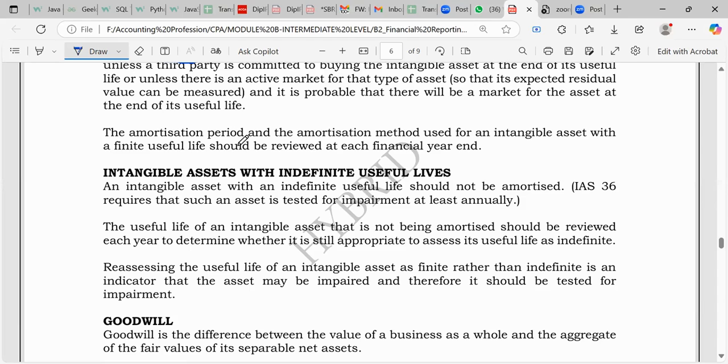So that's why there are principles to follow. If you have an asset with an indefinite useful life, you should always check for impairment. You should always check whether it has been impaired. You should always check for the impairment.